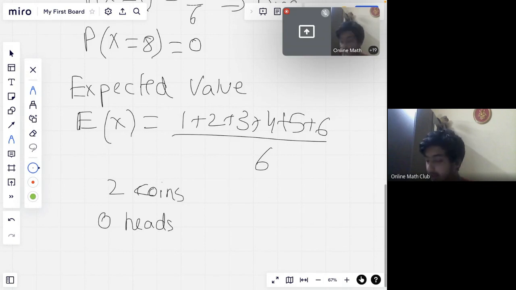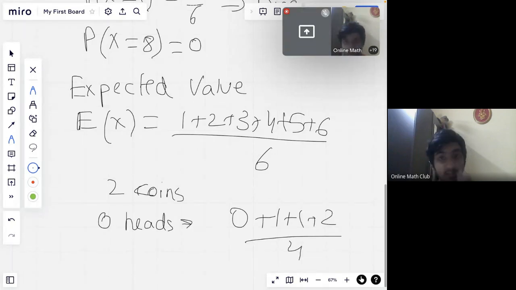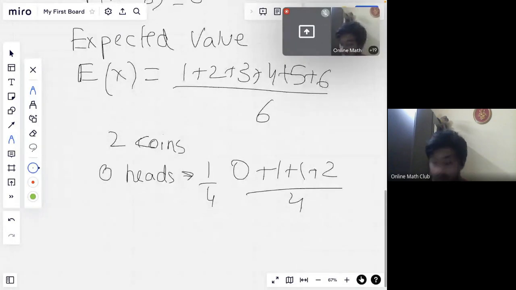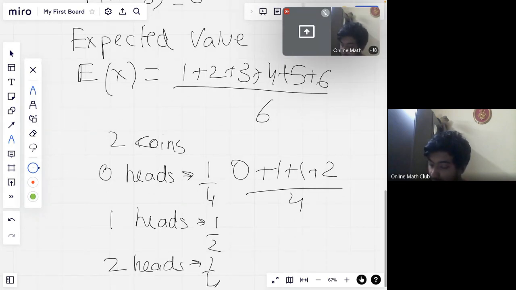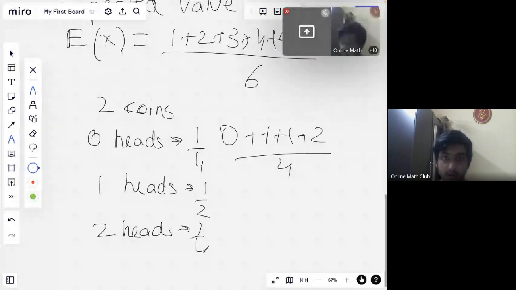That's not true. If you write it down, there's a possibility that there are 0 heads, 1 by 4 of the times there'll be 0 heads. One head will happen half the time, and you'll get 2 heads 1 by 4th of the time again. So the average will be 0 plus 1 by 2 plus 2 by 4, which is basically 1. Did you all understand what I'm saying?